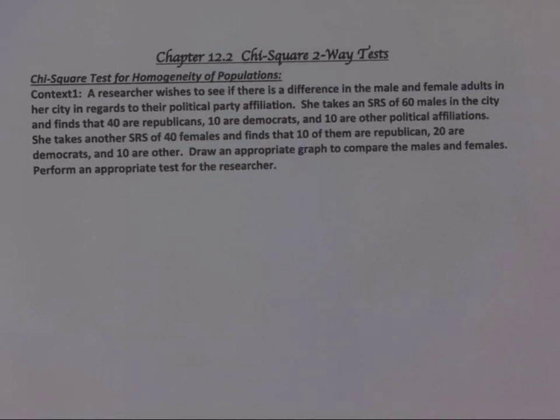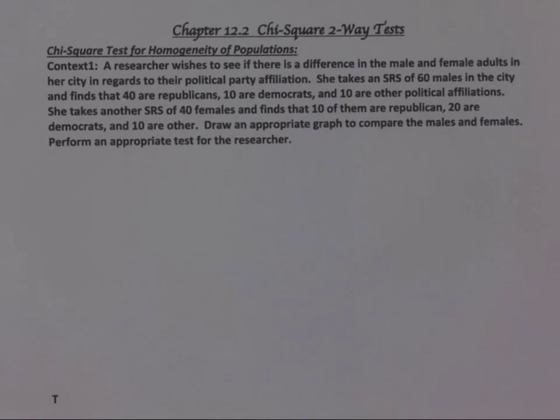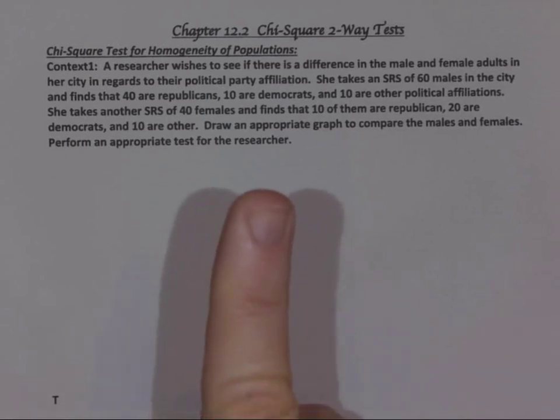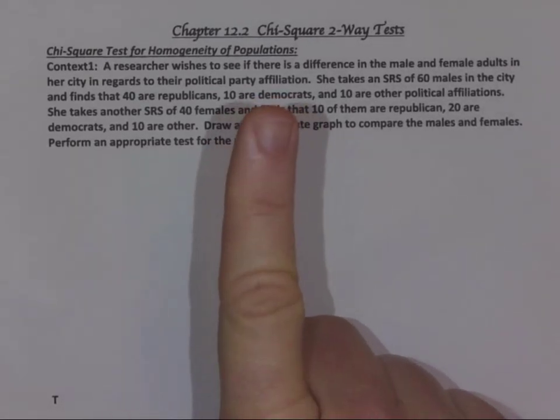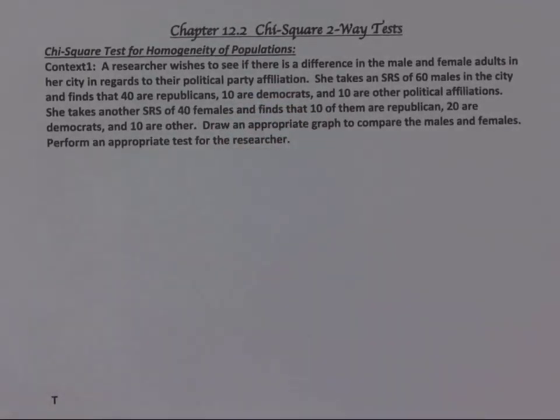Okay, hello. We are now going to discuss Chapter 12, Section 2, which deals with chi-squared two-way tests. So 12.1 dealt with a chi-squared goodness of fit, where you have one sample and one variable, and it has to be a categorical variable.